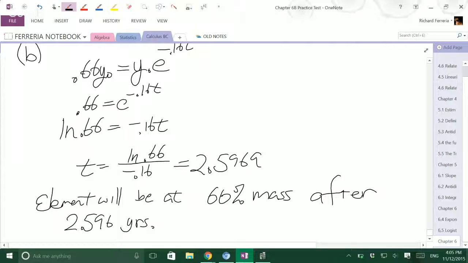Any questions on, I forgot what number we're on. 4. Yeah. So do we have to write out like the element will be at 66%? Yeah. If it's free response, I would prefer you write that out so you're not being vague. Especially if you know exactly what you're doing, write out what the answer is.